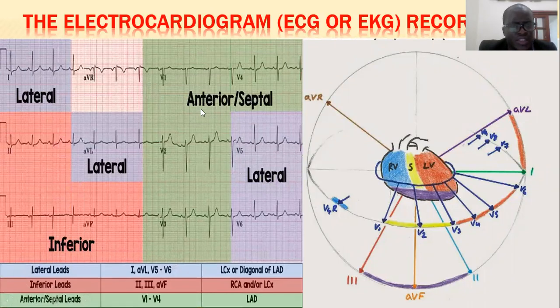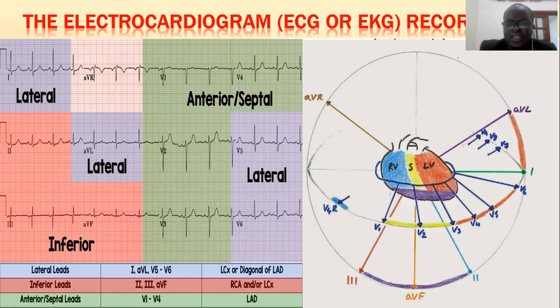So this is a tracing for the ECG. You can see here, you have lead 1, 2, 3. Then you have AVR, AVL, AVF, V1, V2, V3, V4, V5, and V6. Like I said, these leads will give you a picture about a certain portion of the heart.